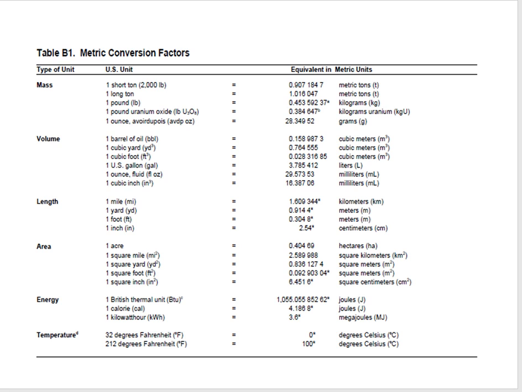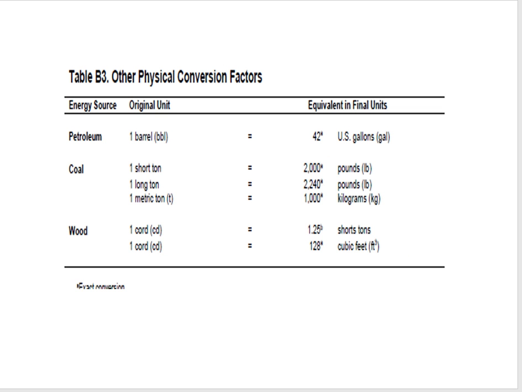Here are some more conversion factors in case you're interested. In the US, we use a system of classification that is a bit different than the rest of the world. Most of the world uses the metric system. So here we have conversion between US units and metric units. Some other conversion factors as well. Petroleum here, for example: a barrel of petroleum, how many gallons of gas is that, and so on.